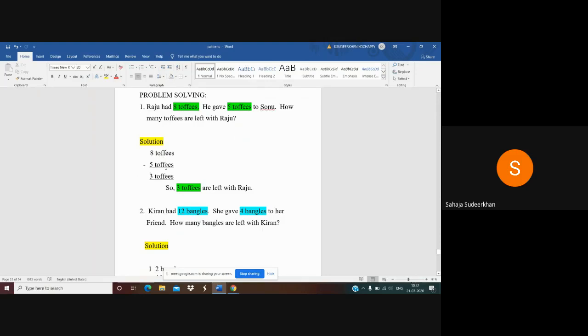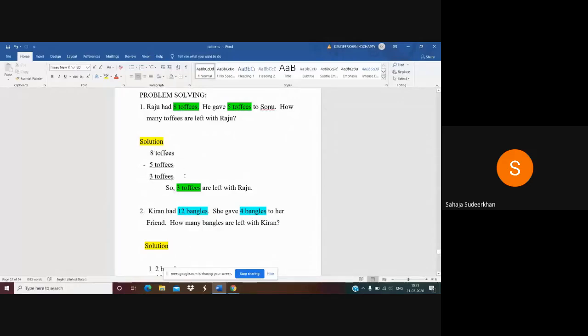Now, how many toffees are left with him? So we are going to subtract it. Toffees minus toffees means toffees. So we have to write the unit here. It is toffees. If it is pencil, we have to write pencil here. Now 8 minus 5. We can do forward counting also. From 5, we have to count up to 8. After 5 comes 6, 7, 8. So how many fingers? Yes, 3 fingers. Then we will write here 3.